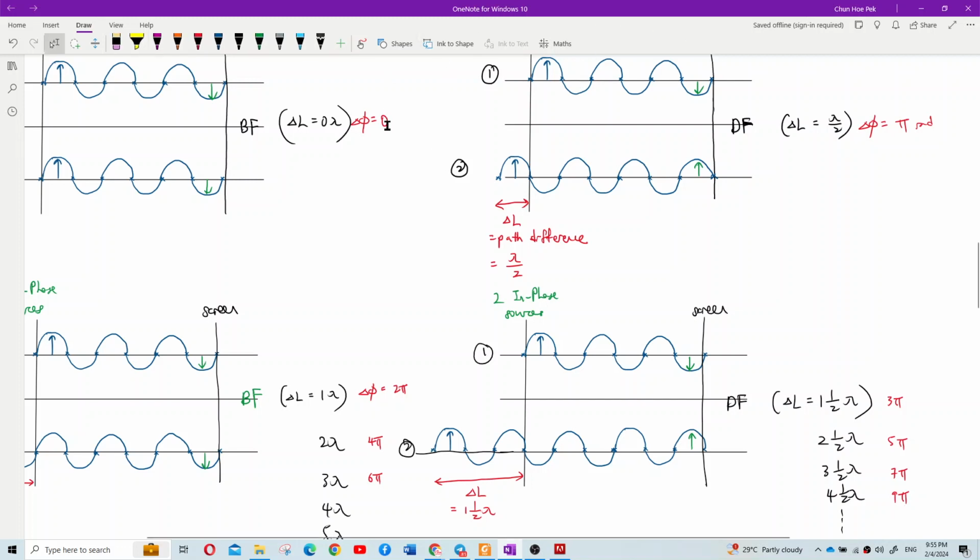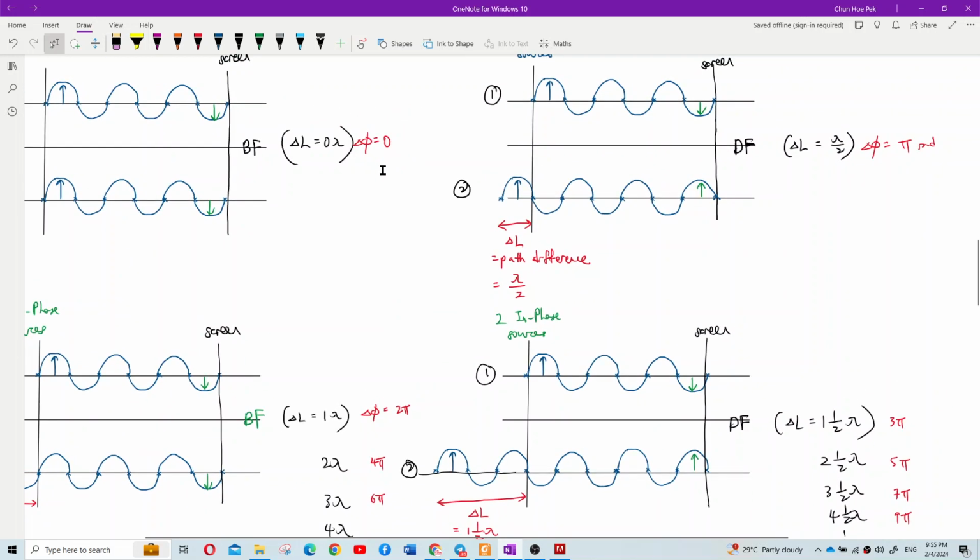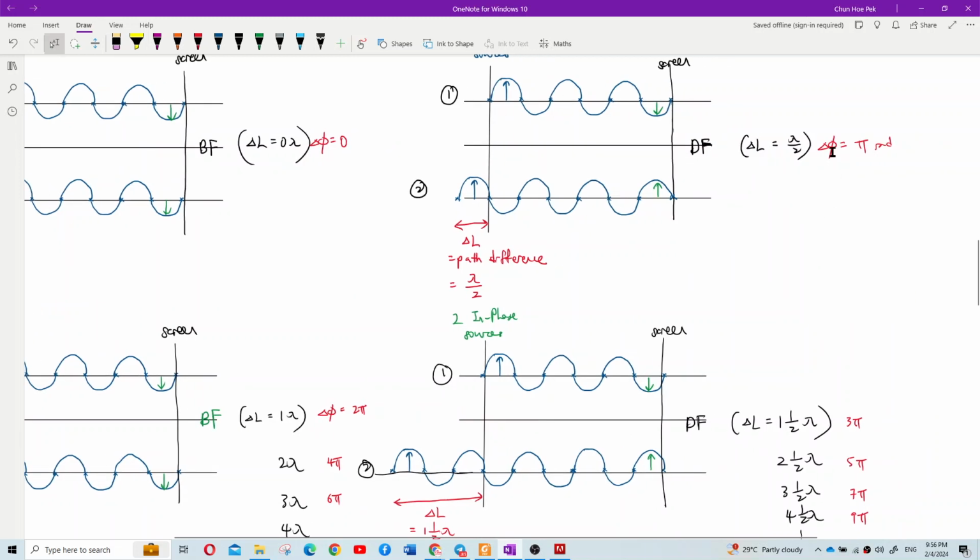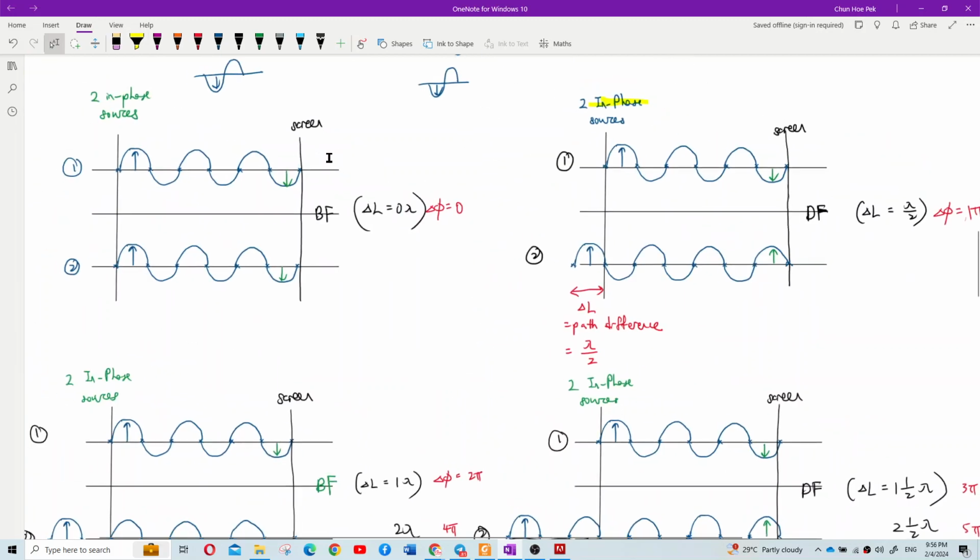Kalau nombor genap tu macam ni 0, 2, 4, 6, itu kira ialah for bright fringe. Kalau in phase source, dia akan dapat nombor genap 0, 2 pi, 4 pi, 6 pi. Kalau for dark fringe dia adalah nombor ganjil 1 pi, 3 pi, 5 pi, 7 pi, nombor ganjil semua. So that is kalau phase different lah, ya. Delta L is path difference. Delta phi is phase different.